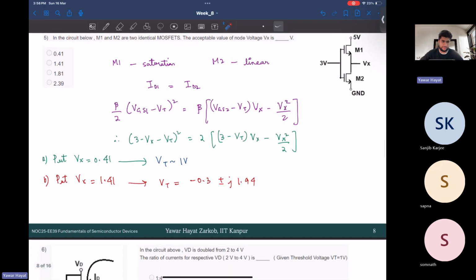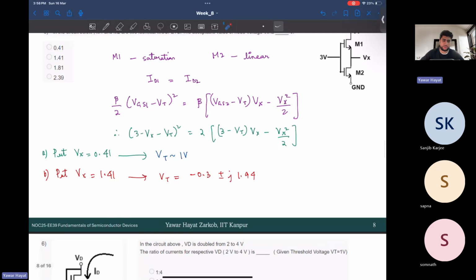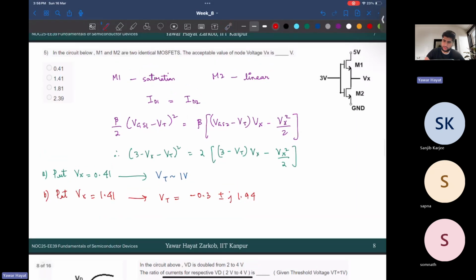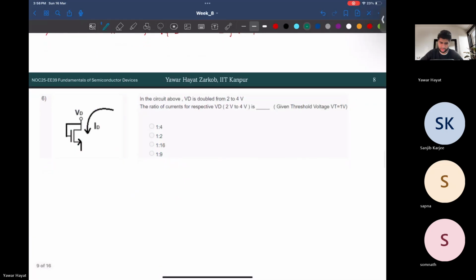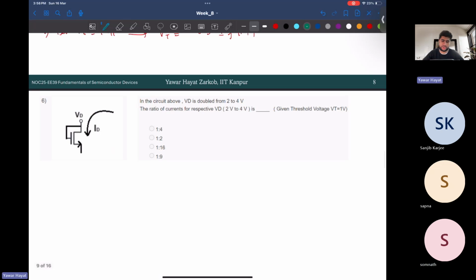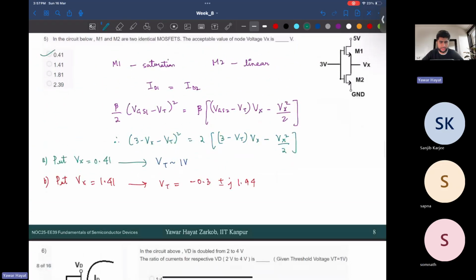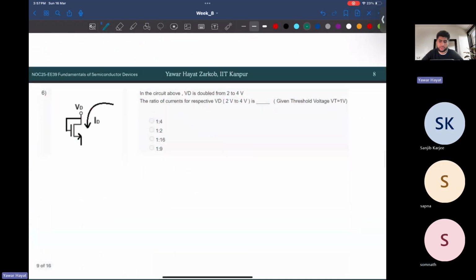So this is question 5. C and D similarly you find out. The correct option is this. Now what about question 6, sir? Correct option is A. Yeah, correct option is A.